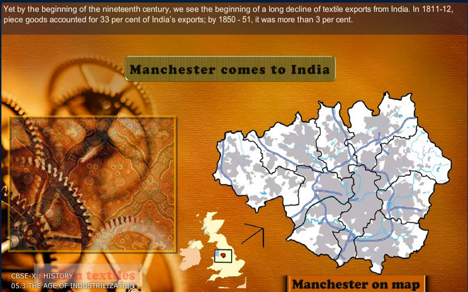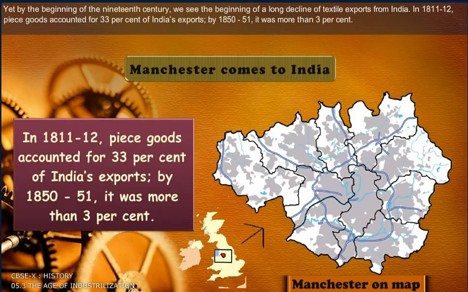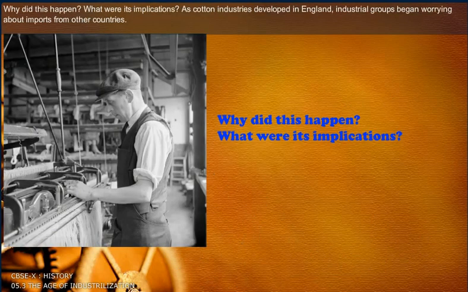Yet, by the beginning of the 19th century, we see the beginning of a long decline of textile exports from India. In 1811 to 1812, piece goods accounted for 33% of India's export. By 1850 to 1851, it was more than 3%. Why did this happen? What were its implications?